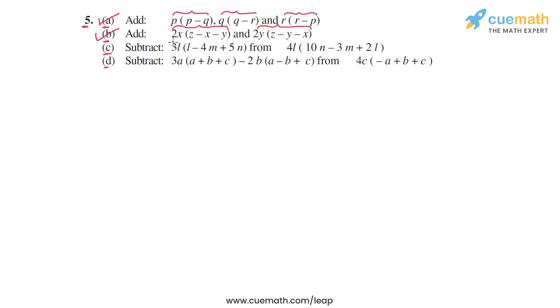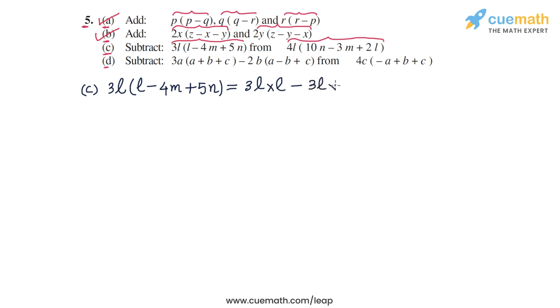Now we come to part C, in which we have to subtract this expression 3l times (l minus 4m plus 5n) from this expression 4l times (10n minus 3m plus 2l). So let's expand each of these expressions first using the distributive law. So the first expression is 3l times (l minus 4m plus 5n). So we will apply the distributive law. So this will be 3l into l minus 3l into 4m plus 3l into 5n.